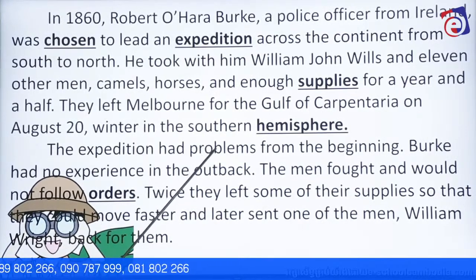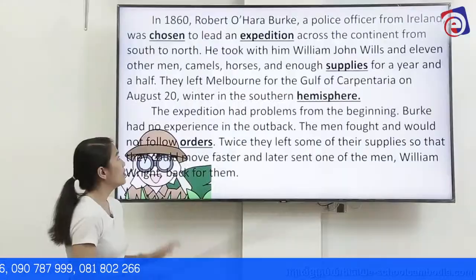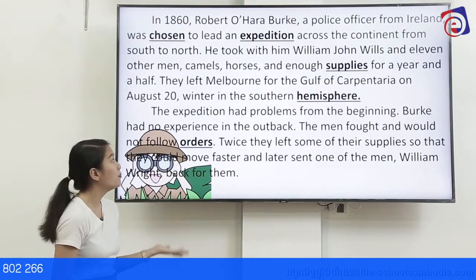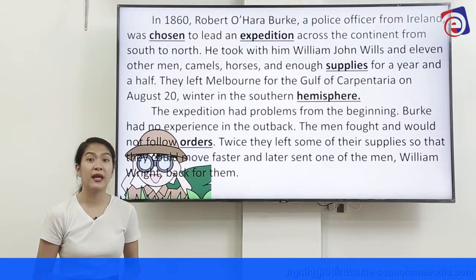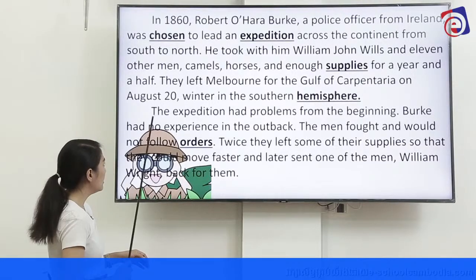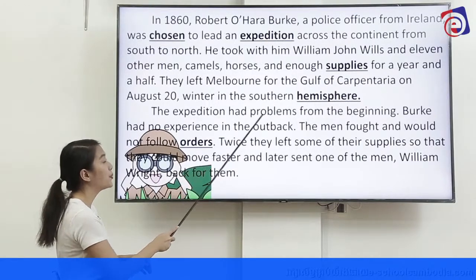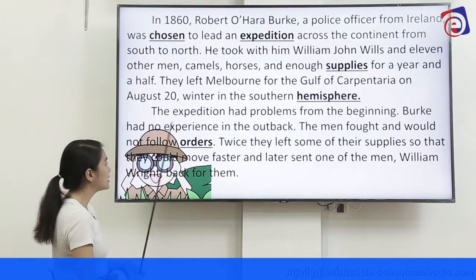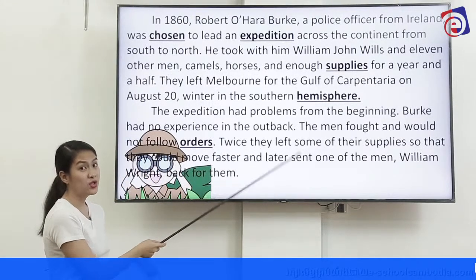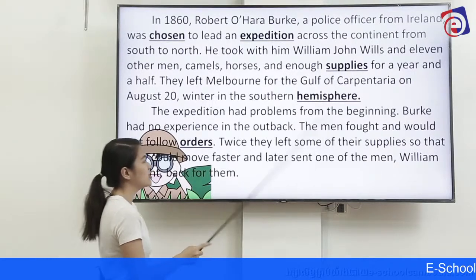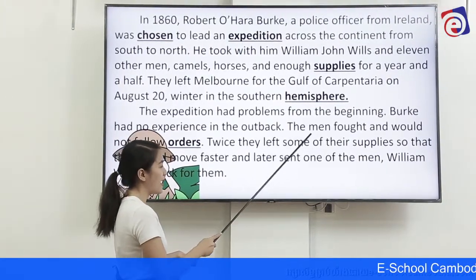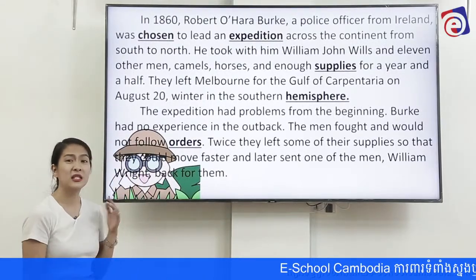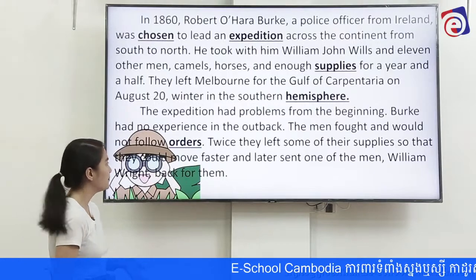Winter in the southern hemisphere. So there are words that have an underline and are in bold. We're going to explain that later. The expedition had problems from the beginning. Burke had no experience in the outback, so he is new. He doesn't have any experience. The men fought and would not follow orders, so his people were not following him.